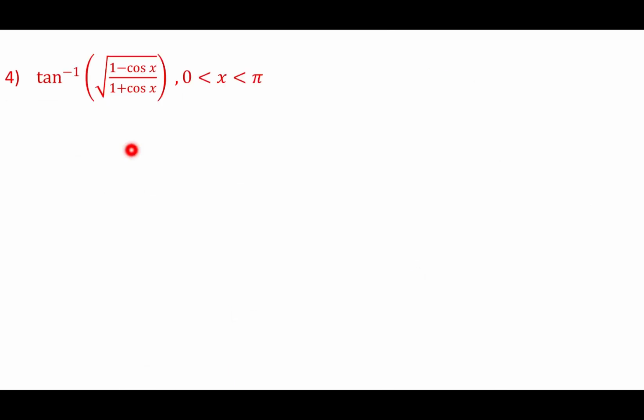That's all. Question 4. Tan inverse of square root of 1 minus cos x over 1 plus cos x. Again, I told you, we have to switch this part inside the parenthesis to tan x or tan x by 2, whatever, so that tan inverse and tan will get cancelled. We know that 1 minus cos theta is nothing but 2 sine square theta by 2, and 1 plus cos theta is 2 cos square theta by 2. So in place of 1 minus cos theta, I will write 2 sin square theta by 2, and in place of 1 plus cos theta, I will write 2 cos square theta by 2, like this.